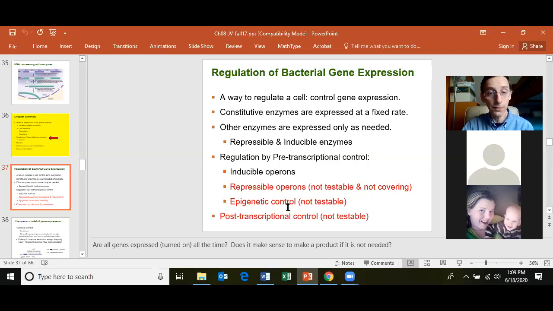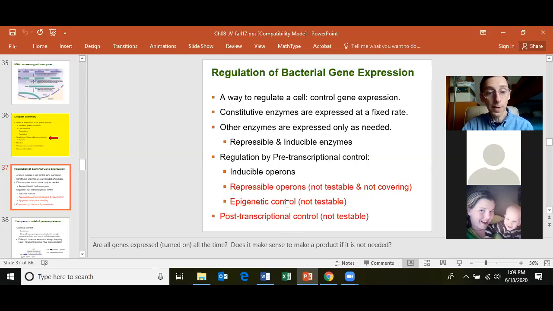There are other ways to control gene expression. There are epigenetic control mechanisms, and I mentioned post-transcriptional control, where you can control the protein after it's made, such as inactivating an enzyme or activating it if it's inactive. We're not going to talk about any of those.